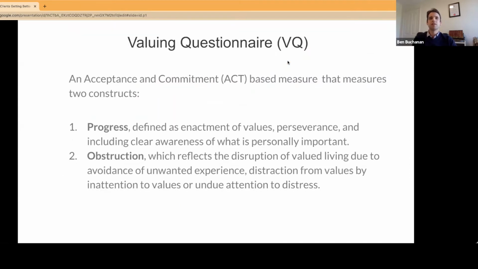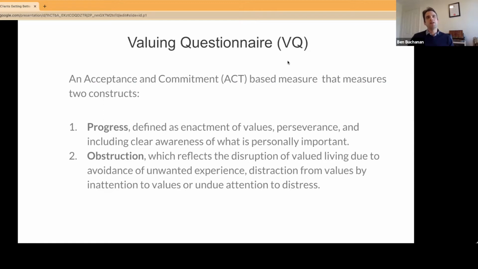Next slide, please. One of my favorite questionnaires, and I want to spend a bit of time on this, is the valuing questionnaire. This is particularly helpful for people who are into the ACT framework.